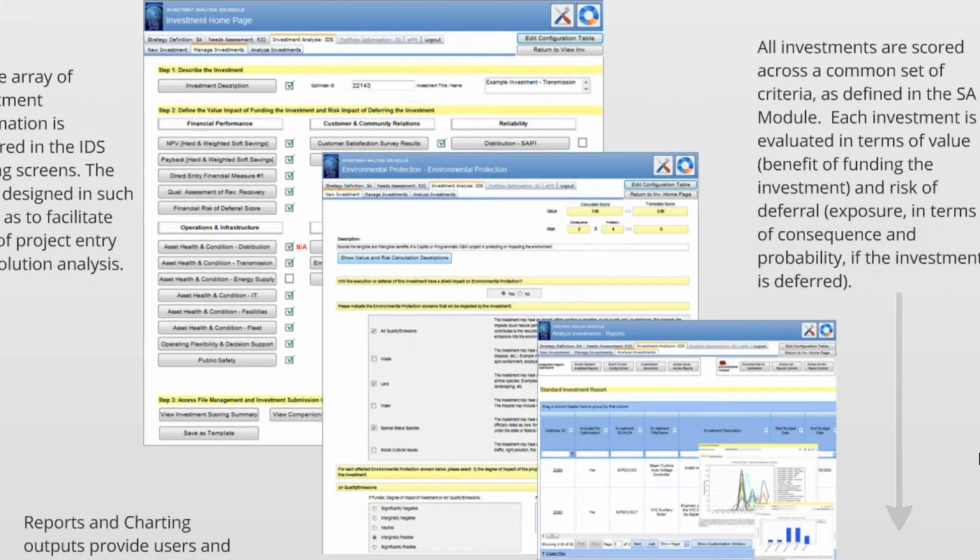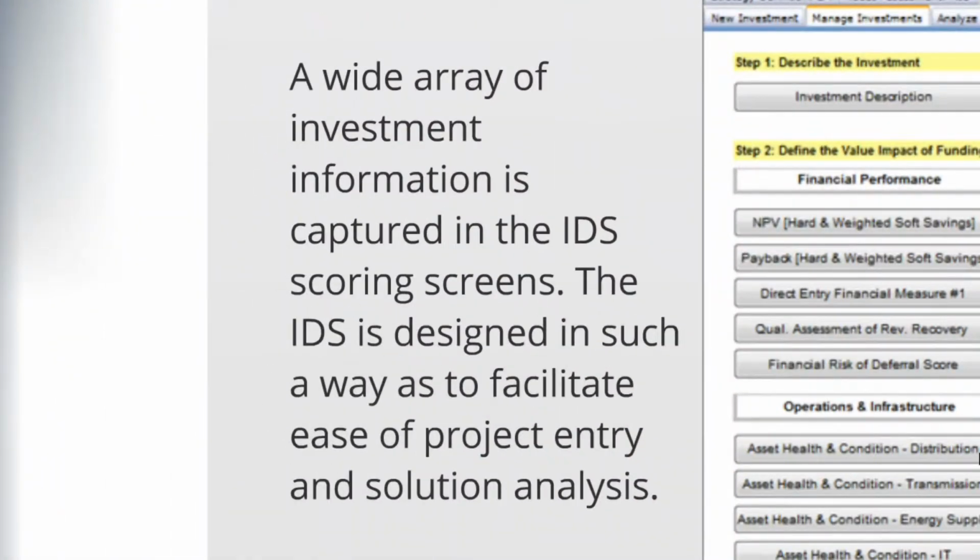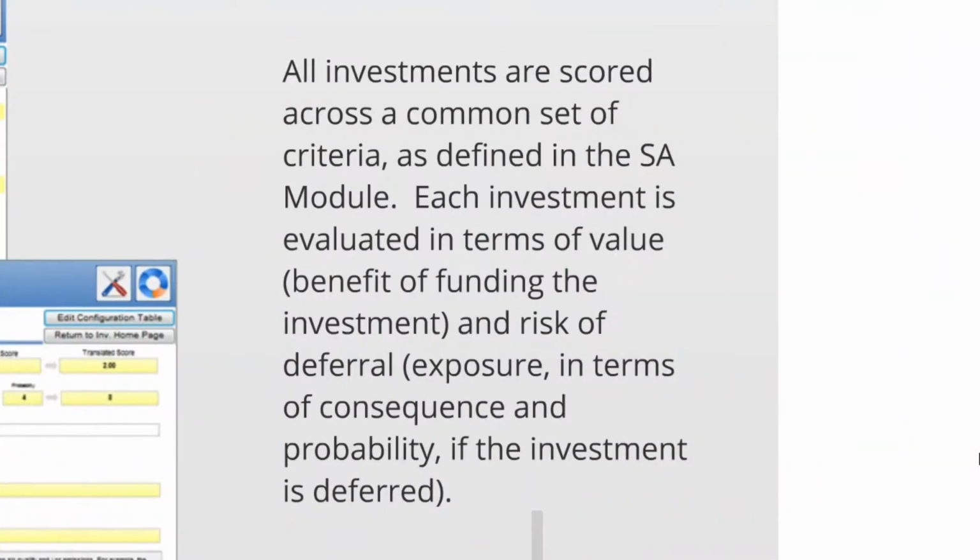The scoring screens capture a wide range of data, including demographic or descriptive data, and qualitative and quantitative information, such as specific reliability impacts and more general stakeholder impacts. Each investment is scored across a common set of measures as applicable to a given investment. These are the lower-level success criteria set in the SA module.